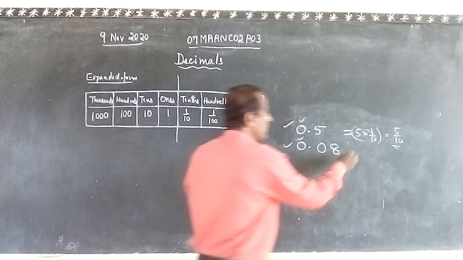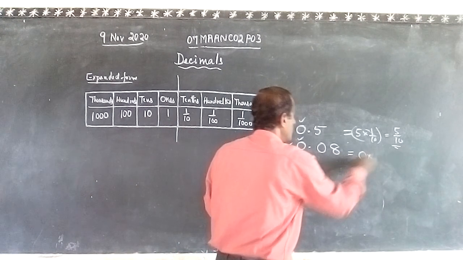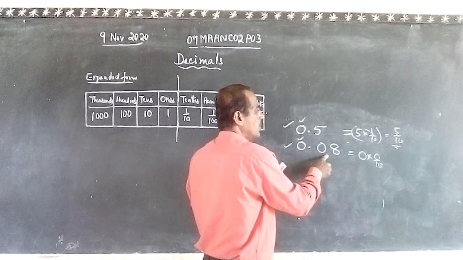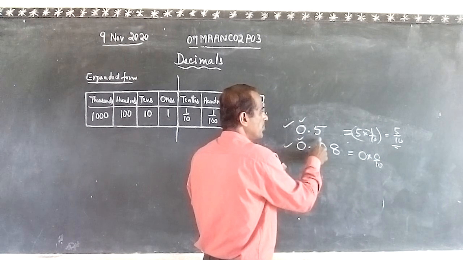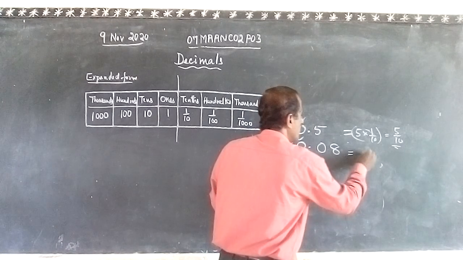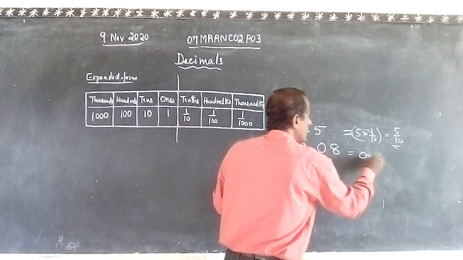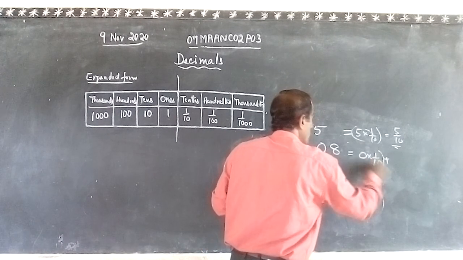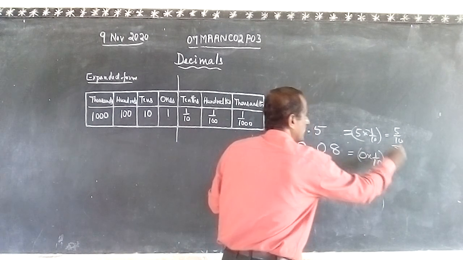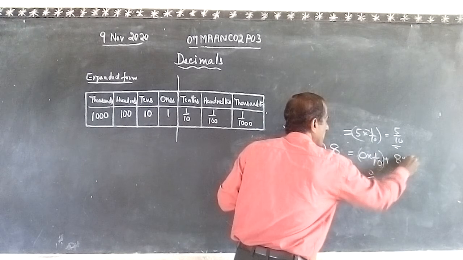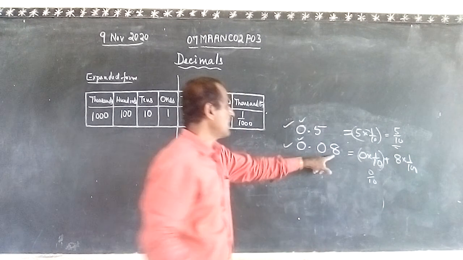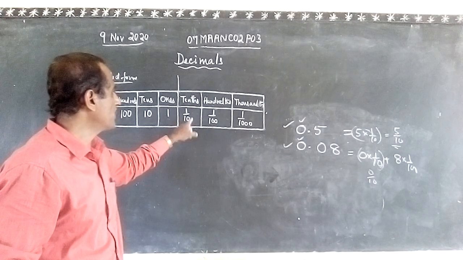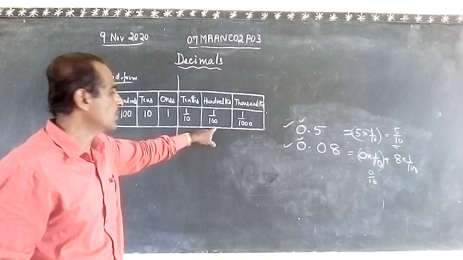But here, what is the meaning? 0 into 1 by 10. That means 0 by 10. 0 into 1, 0 by 10, not 5 by 10. Plus, 0 by 10 is equal to 0. Then 8 into 1 by 100. Correct? See, this is in the 100th place. After the decimal point, the first place is 1 by 10. The second place is 1 by 100.